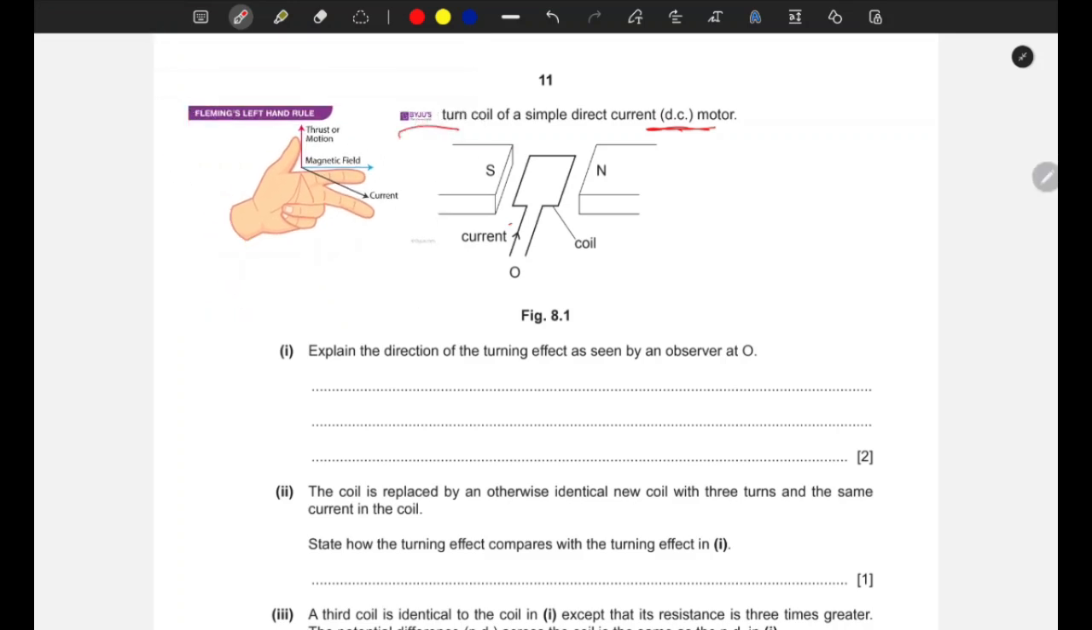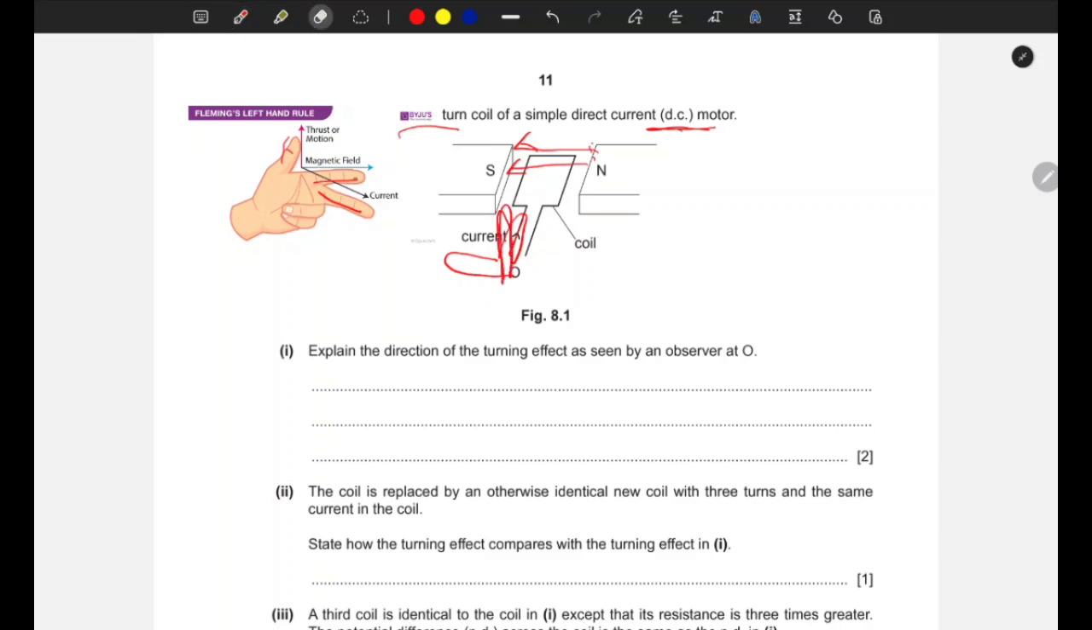So this shows us we use our left hand, and we have our thumb perpendicular to the index finger and the middle finger. The middle finger shows the direction of the current. So the current is this side, so the middle finger would be this side. The direction of the magnetic field would always be from north to south, so the index finger would be pointing this side. If we put it that way, our thumb would be pointing upwards.